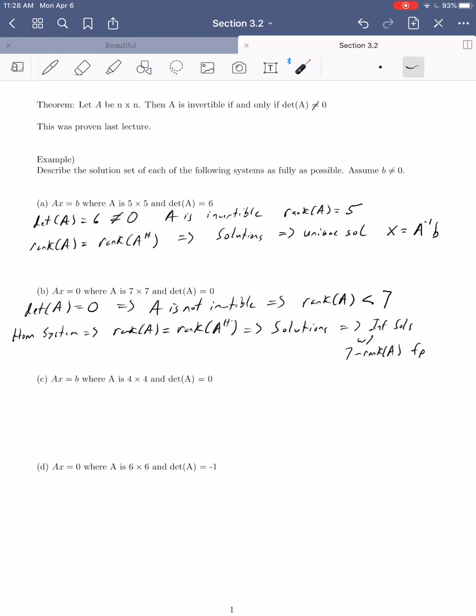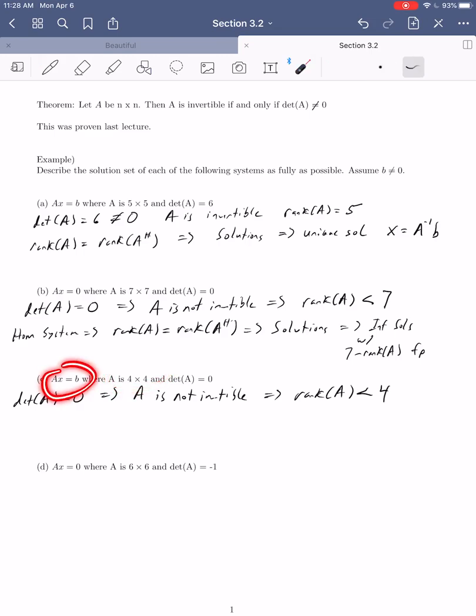Okay, let's try that again. We've got AX equals B, where A is 4 by 4, and the determinant is 0. So once again, determinant A equals 0 implies that A is not invertible, which implies that rank of A, in this case, must be less than 4. It must have less than full rank.